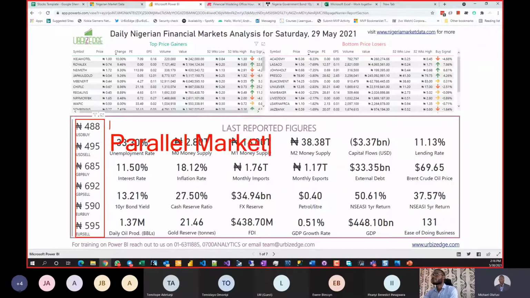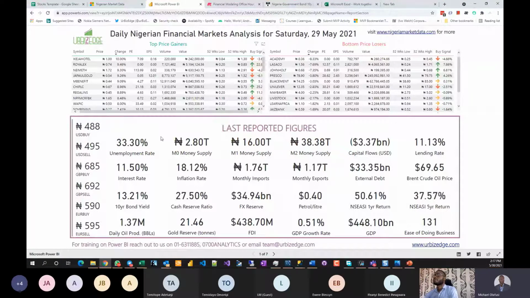So this is the parallel market FX rates. That's what you are seeing on this left side. That's the dollar to naira, the buy rates, the sell rates, the pounds, the euro, every day. This is picking directly from Aboki FX, which pretty much everybody considers a reputable, reliable proxy for the parallel market. Then unemployment rates, as you can see, is crazy high. Like one third of all of us in Nigeria are jobless or unemployed. That's what that is signaling.